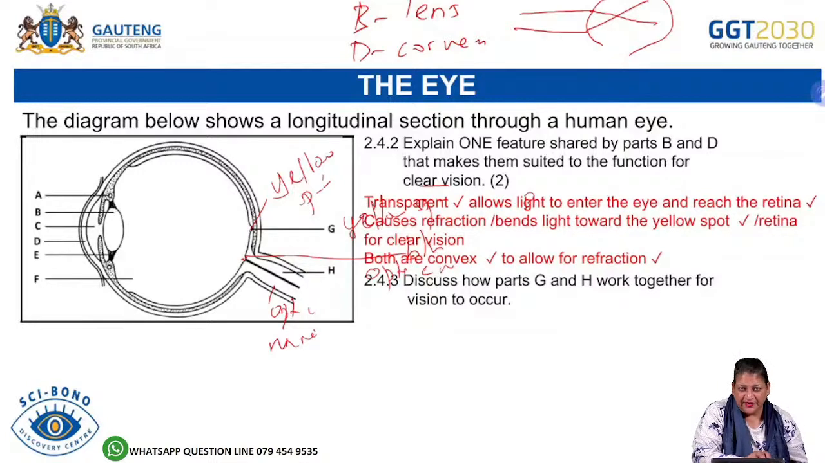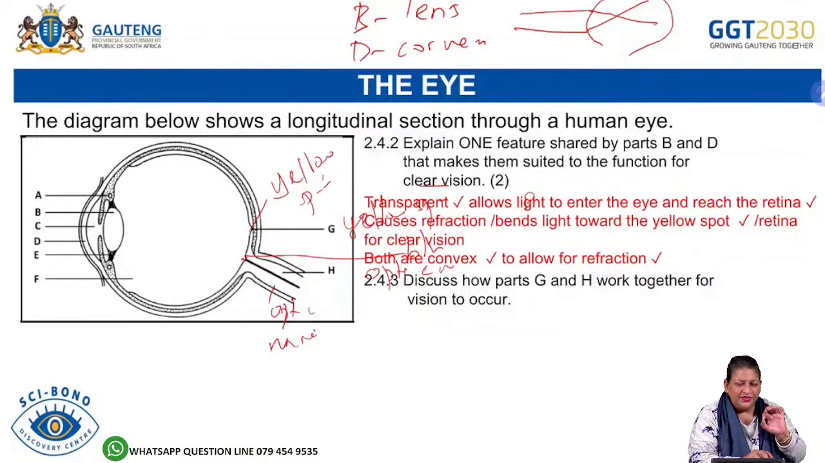So you're going to say that light stimulus falls on the yellow spot, which is rich with cones, and therefore the cones will be stimulated to create a nerve impulse, which will be carried by the optic nerve H to the cerebrum to interpret vision or sight. So here, children, you cannot talk generally and say the yellow spot has cones which are stimulated by light to form a nerve impulse and carried by the optic nerve to the cerebrum.